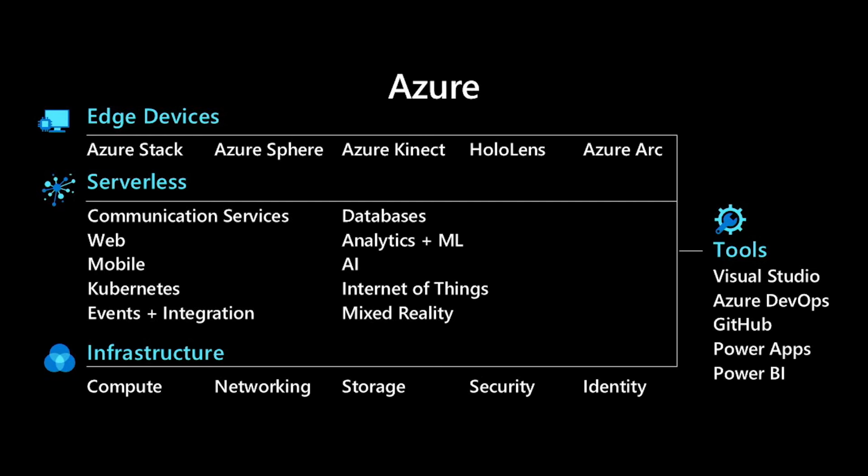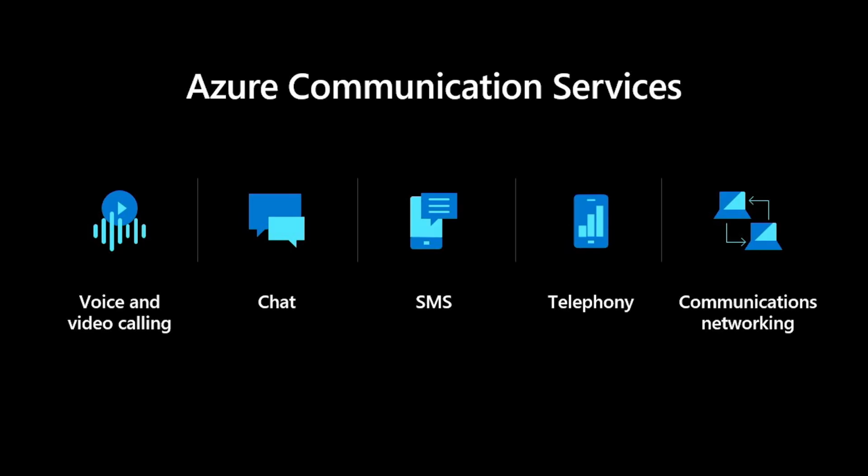All of our services are well integrated with a portfolio of developer tools from the Visual Studio family of tools, GitHub, and Power Apps. Azure Communication Services is our fully managed communication platform that enables developers to quickly adapt to customer needs and connect with them through engaging communication experiences. ACS makes it easy to add calling and messaging capabilities to mobile and desktop applications and websites using the same secure platform that powers Microsoft Teams.